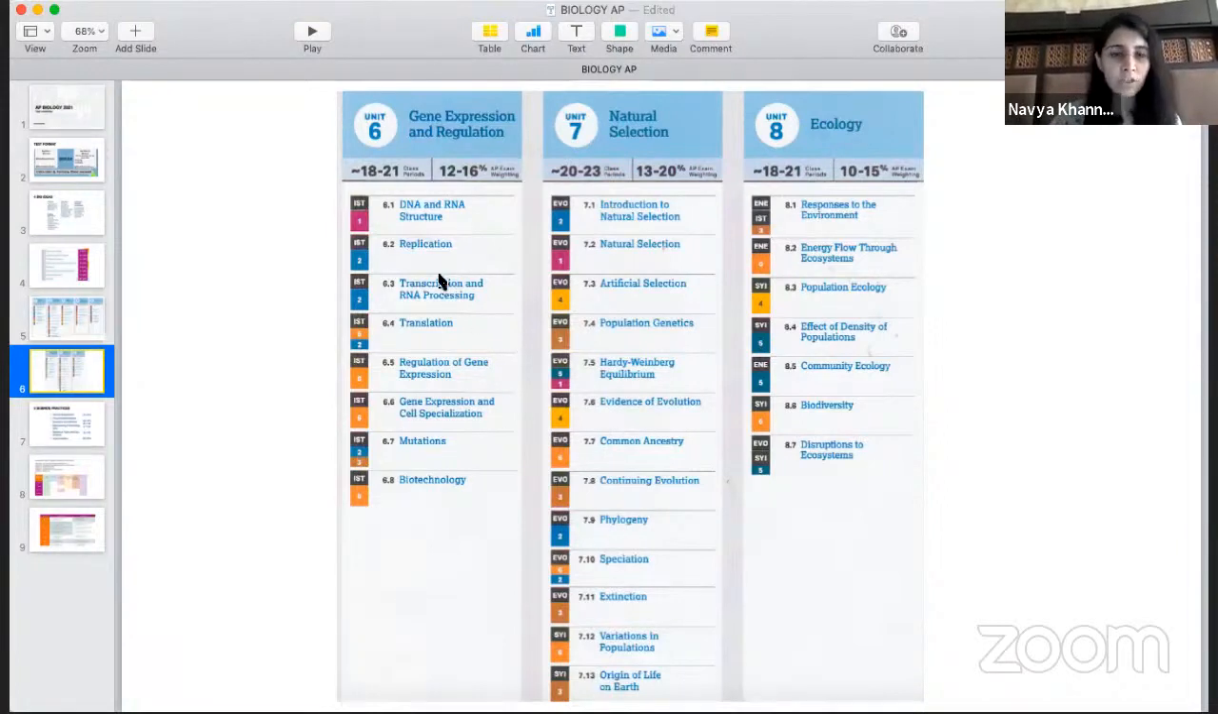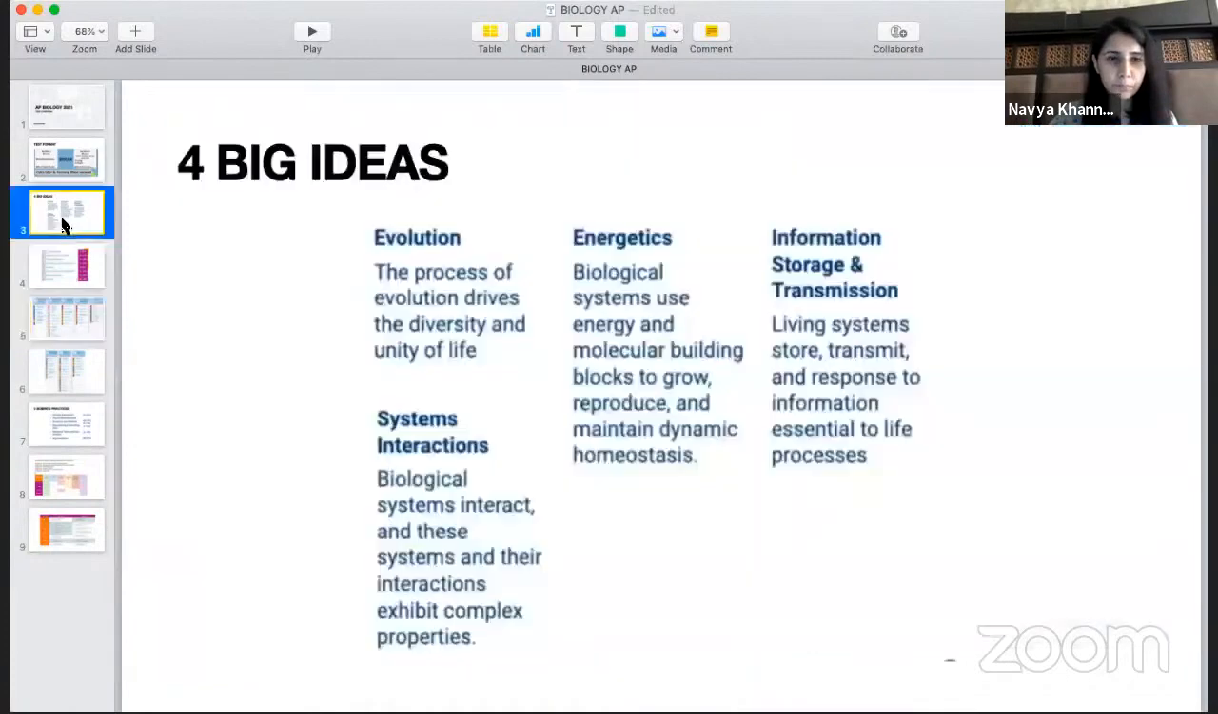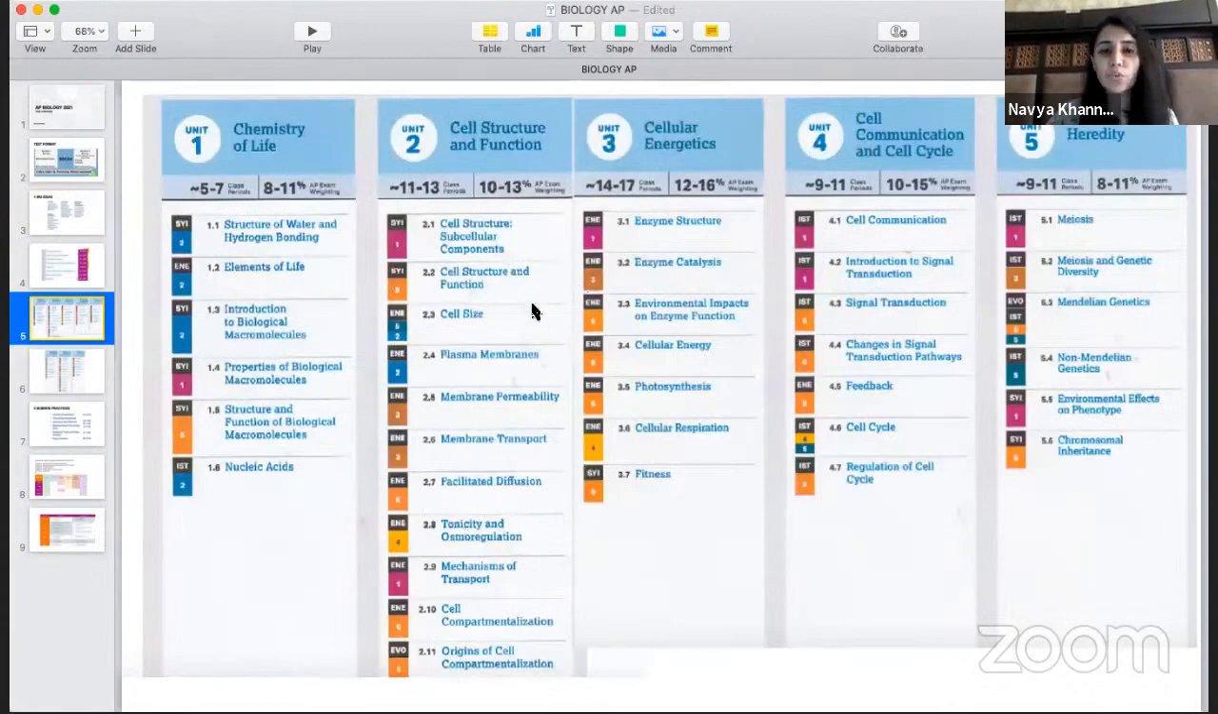I forgot to mention, but if you see, all of these have an IST or an EVO written here. So this comes from the 4 main ideas, right? So let me go back and show you that. So SI would be system interactions, EVO is your evolution, ENE is energetics, and IST is information storage and transmission. So they're just mapping it out here for you as to which one goes with which chapters. So these are the subtopics under it, okay? Just so that you know what these mean, right?